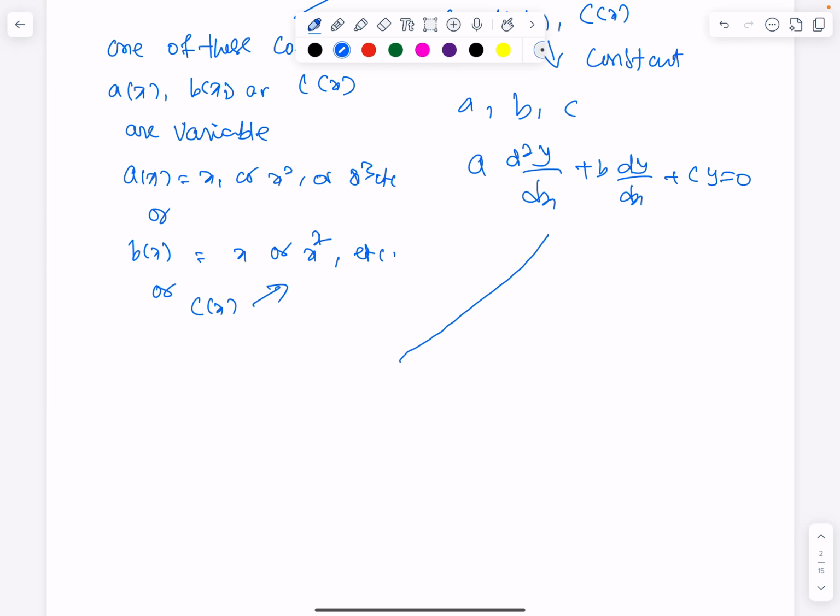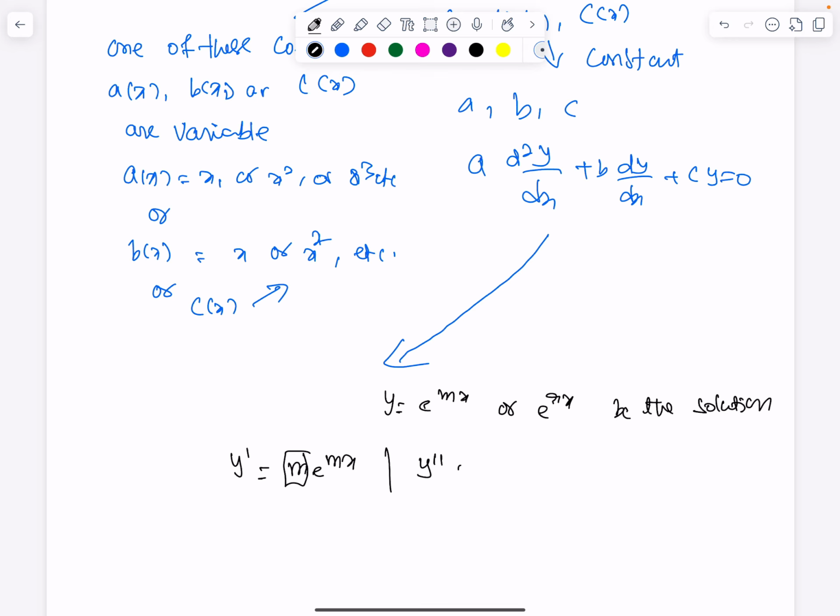So, we are studying this problem. Whenever we are dealing with this type of problems, we assume y is equal to e power mx or e power rx be the solution. So, we are assuming that the solution is of this form. Why is it needed? Because whenever you apply the derivative, it is m into e power mx. It is leaving a constant. That constant is unknown here, but we need to fix it. And whenever you apply the double derivative, it is m square e power mx.